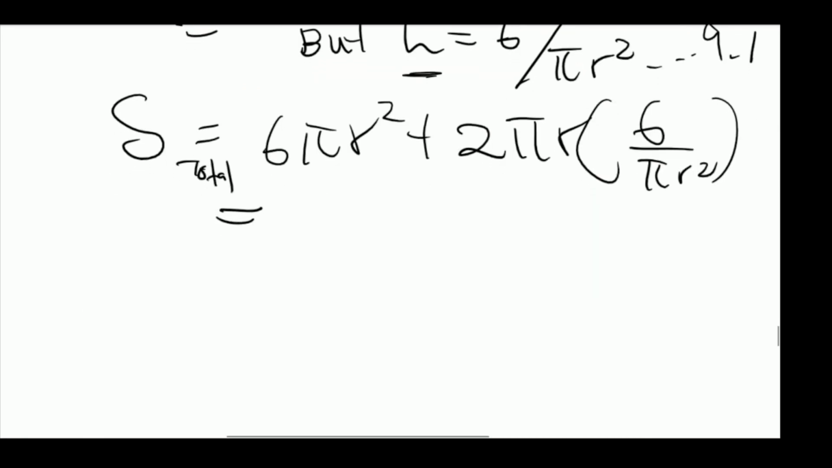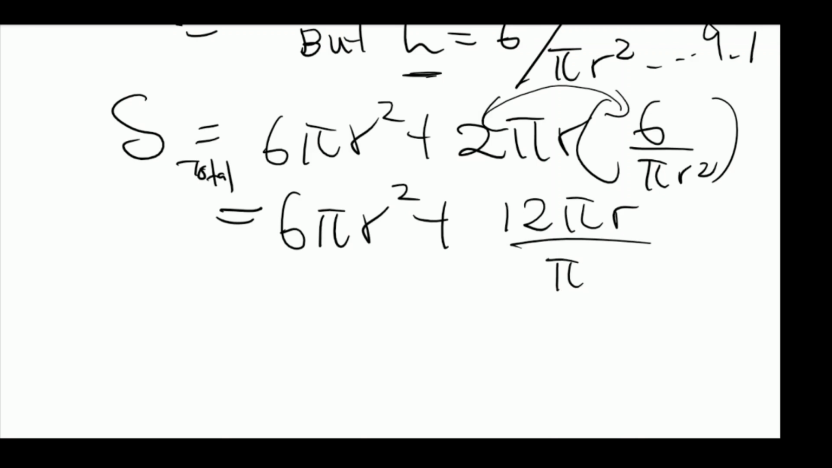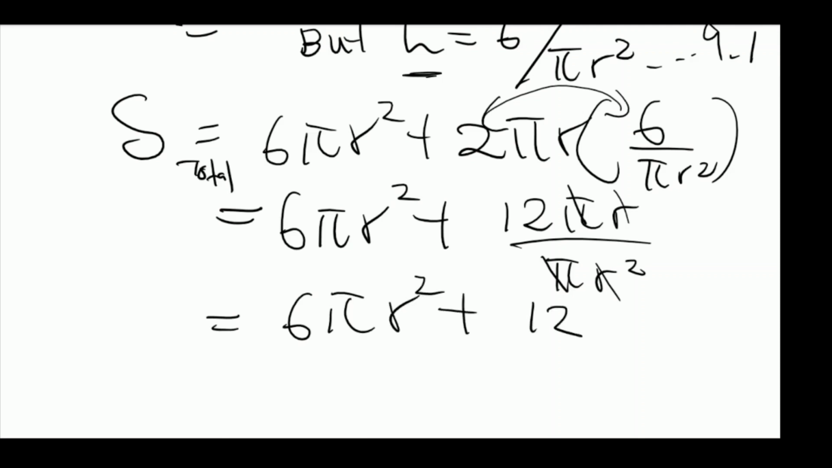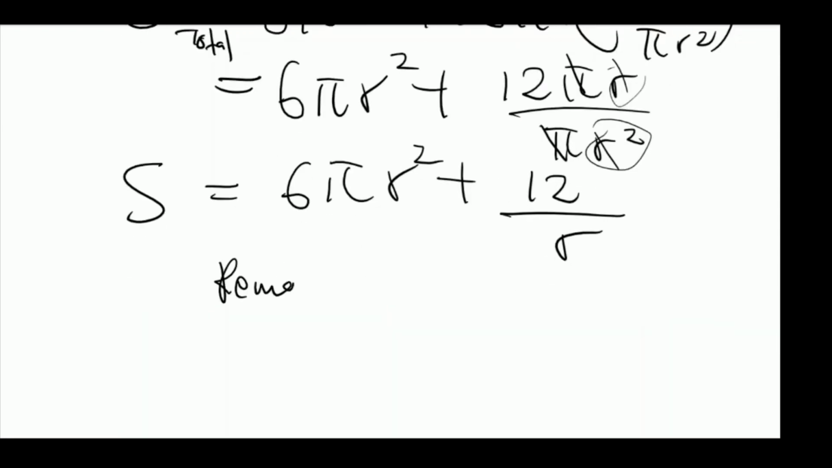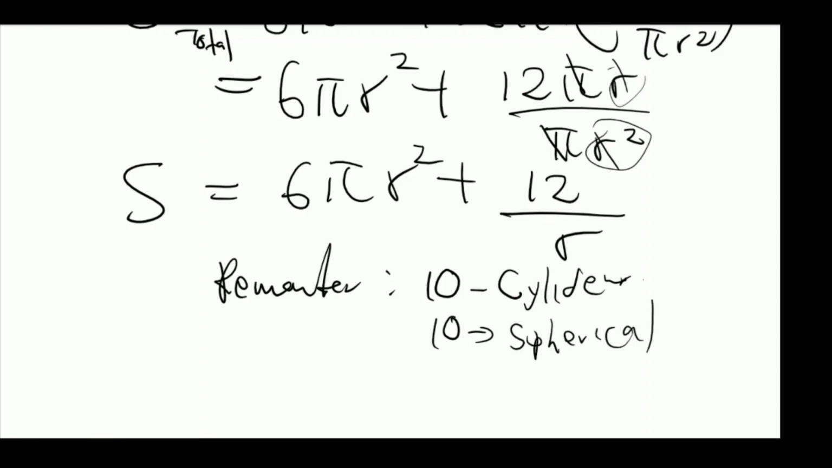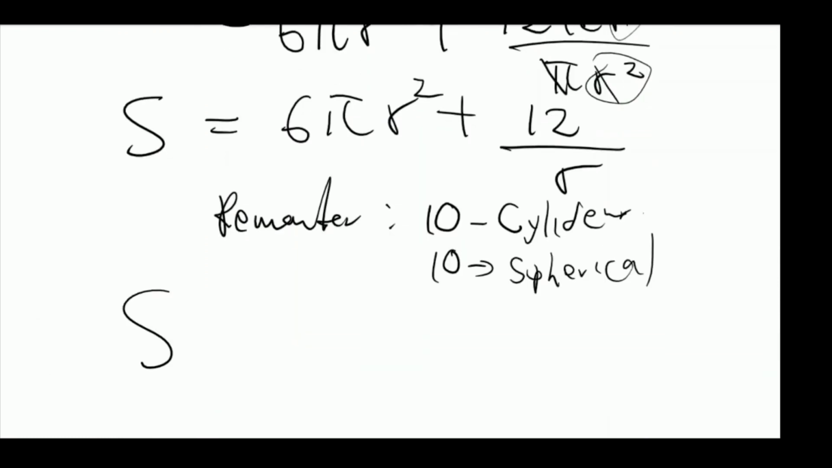And then what we're going to get is 6 pi r squared plus, the 6 multiplied by 2 gives us 12 pi r, and then divide by pi r squared. So the pi goes away, and one r goes away. We have 6 pi r squared plus 12 divided by r, because this is r squared and this is r. This is the total expression, but we need to remember that there are 10 beads which are of cylinder shape, and 10 beads which are spherical. So we need to multiply the surface area by 10. So the surface area is equal to 6 pi r squared plus 12 over r.